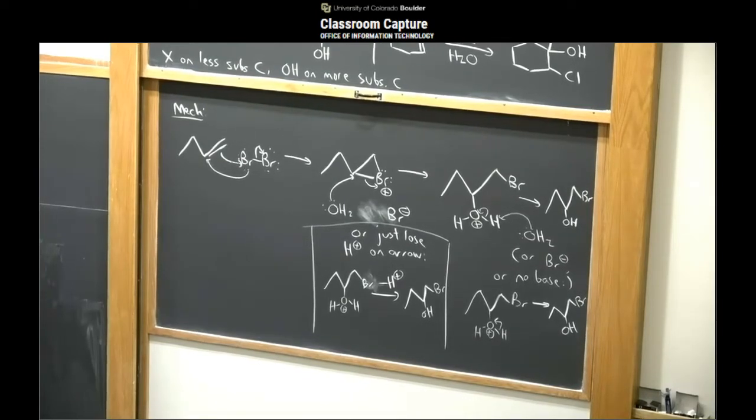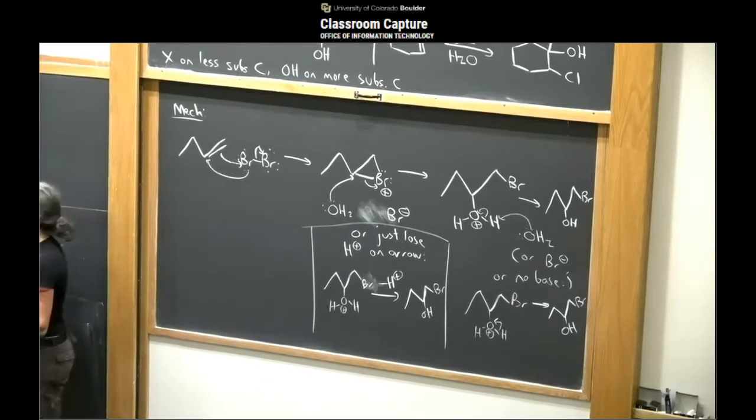So the only difference between this and halohydrins is instead of water, we're going to use a molecule of alcohol. So we can do Br2, and then instead of H2O, we could use some kind of ROH. And now we're going to end up keeping the OR part of the molecule that sticks onto the more substituted carbon.